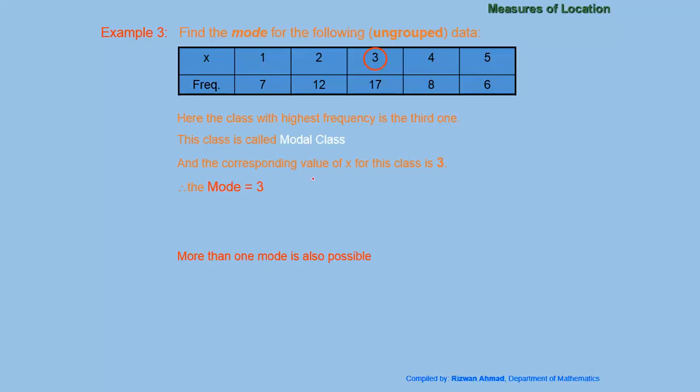The data may have more than one mode. Sometimes two classes have the same frequency, so in that case there will be two modes of the data. If no value is repeated, then we'll say that the data has no mode. Never say that the mode in that case is 0. If you write mode is equal to 0, it means 0 is the most repeated value in the data. So remember, if no value is repeated, you will always write that there is no mode of the data.